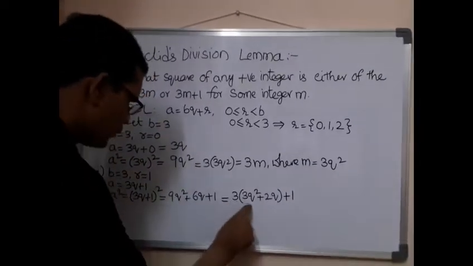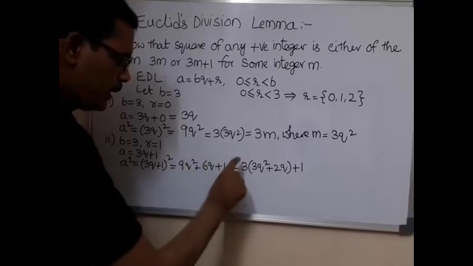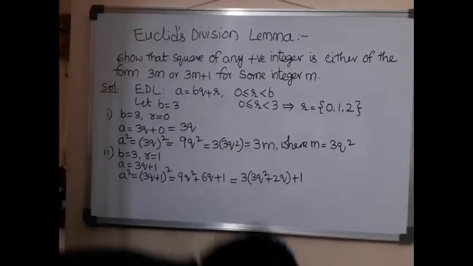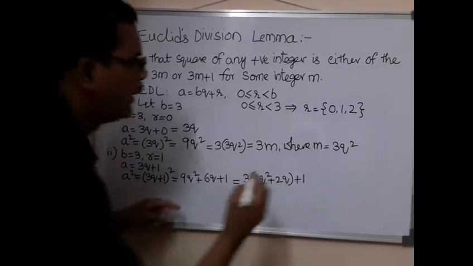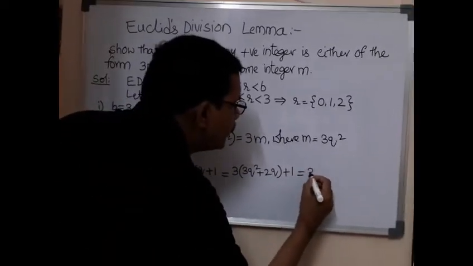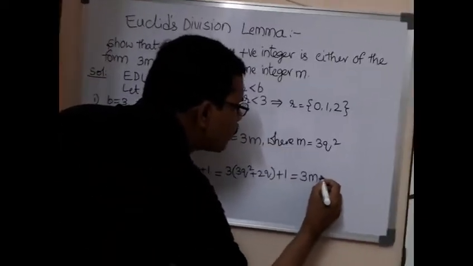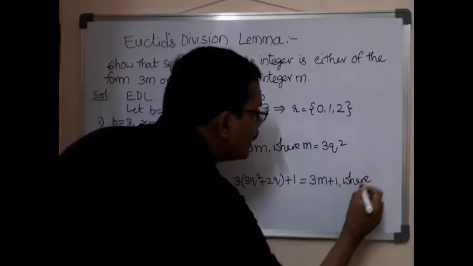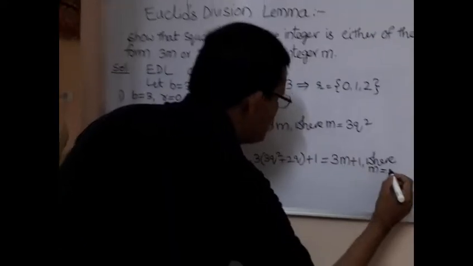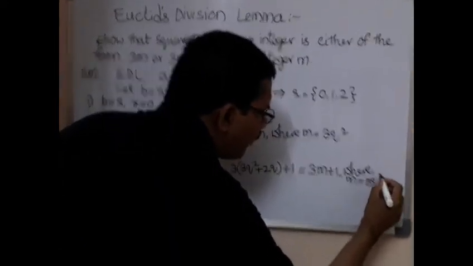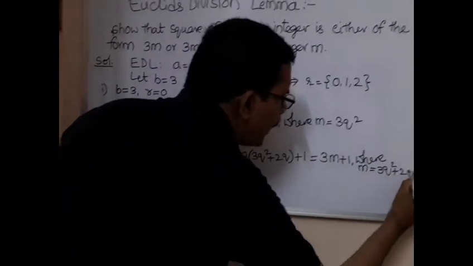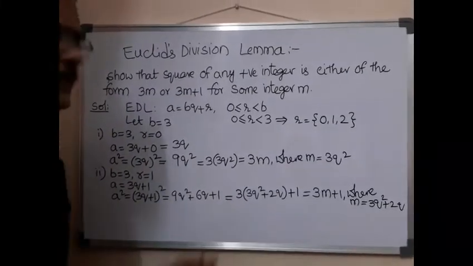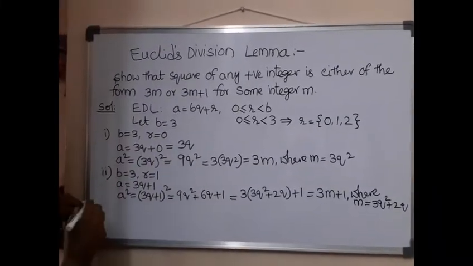3 into 3q square is equal to 9q square. 3 into 2q is equal to 6q. Now this is equal to 3m plus 1, where m is equal to 3q square plus 2q. I am assuming this 3q square plus 2q as m. This is the second step.